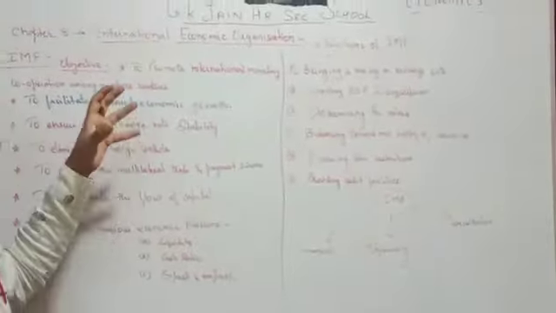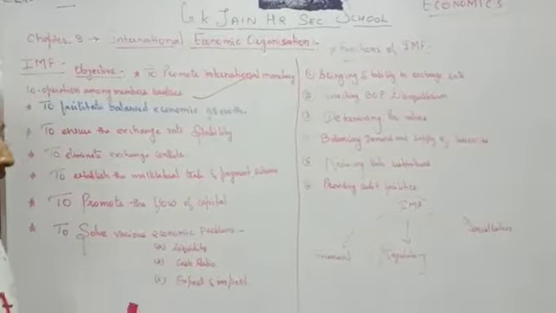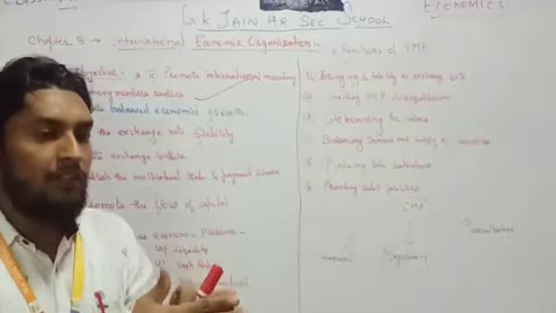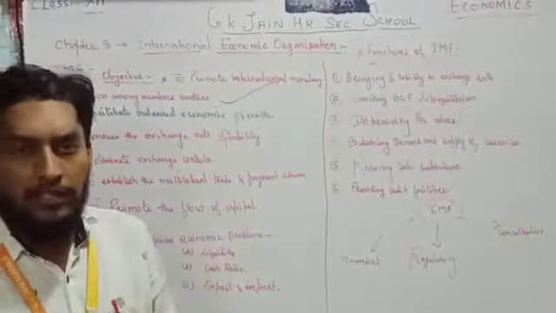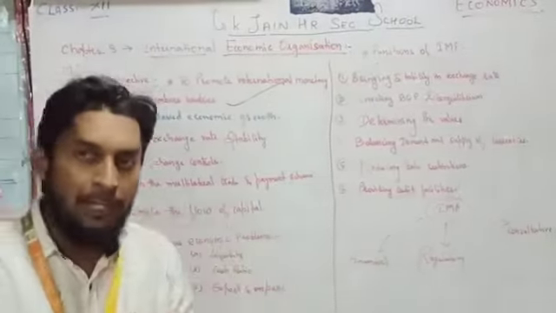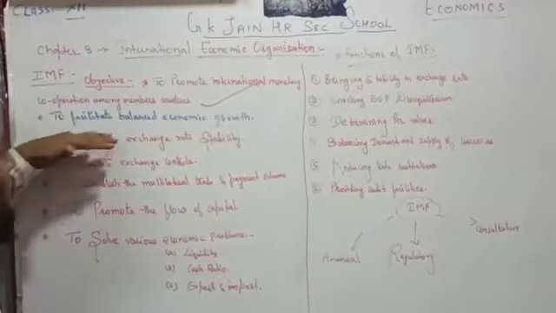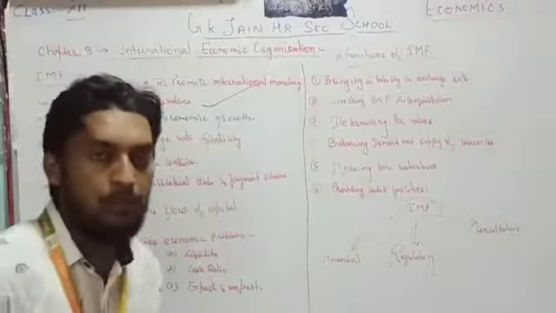First point, to promote international monetary cooperation among member countries. We understand that this was set up in order to give cooperation. For example, we have 5 to 7 countries: India, China, Pakistan, Afghanistan, Sri Lanka, UK, US. All these countries are there. All are members of IMF. This organization was made to regulate the international economic standard. Whoever are the members, whatever economic stability is there in the country, they will control and promote it.